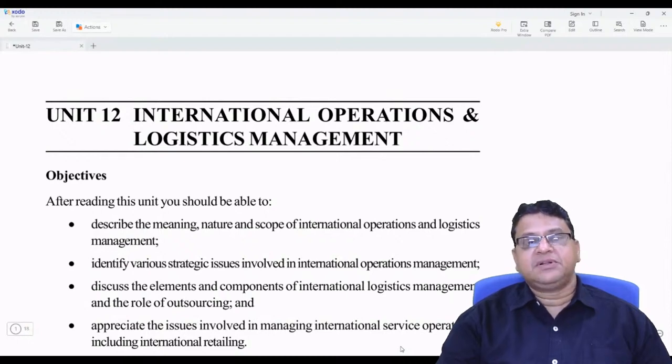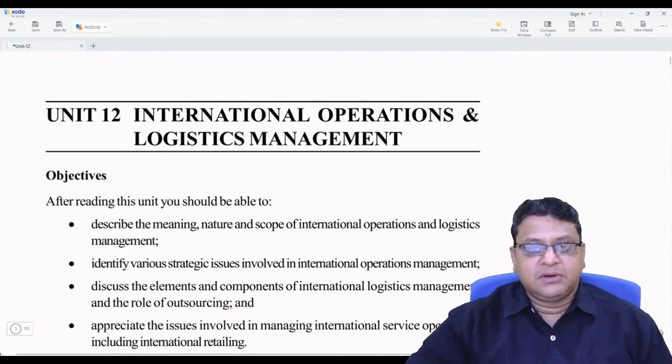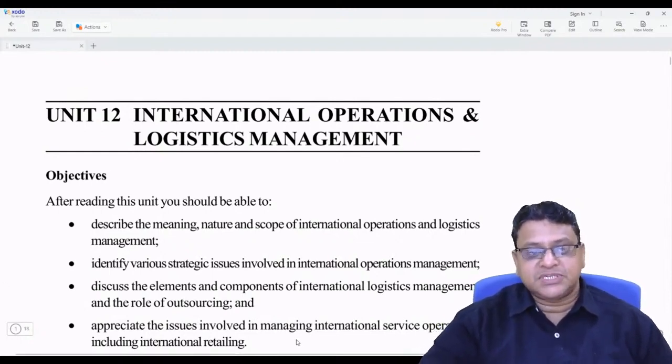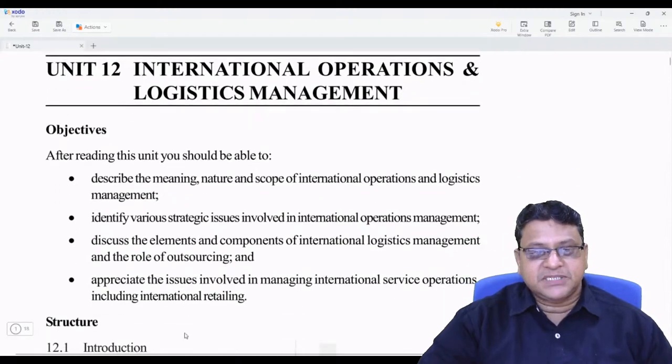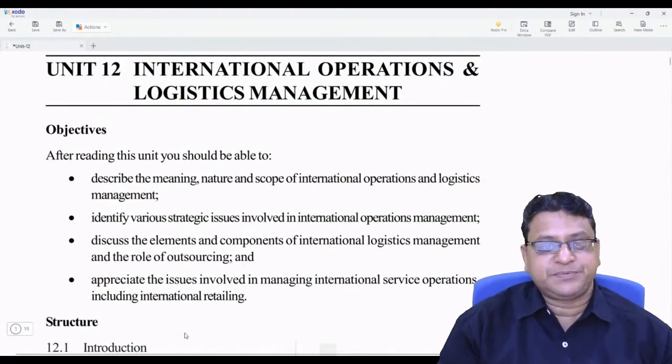Operations and international logistic management. Before discussing international operations and logistic management, let me first tell you what the objectives of my class are.